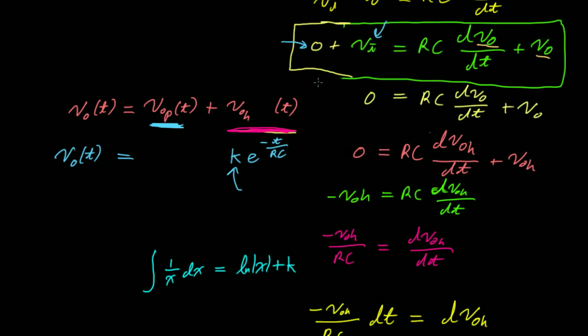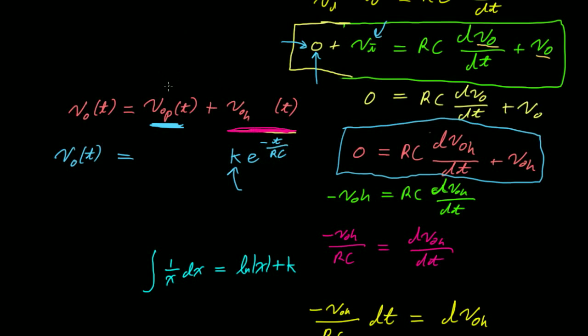So we figured out that if we set up this differential equation and set this relationship equal to 0, we found our VOH. We found the V out that satisfies this relationship, that's going to make this differential equation equal to 0. We found out that that was some constant k that we don't know yet times e raised to the minus t over RC.